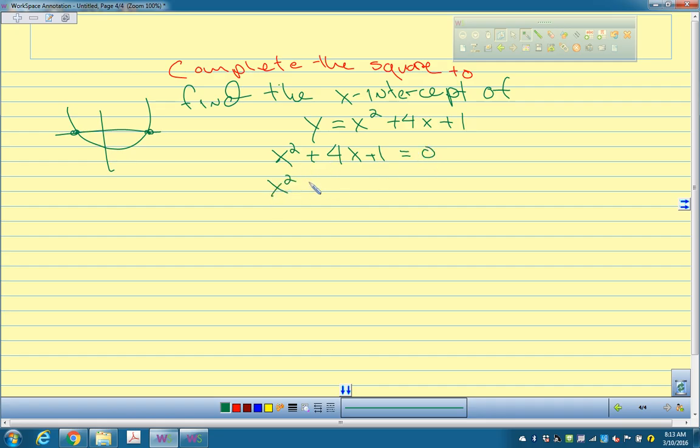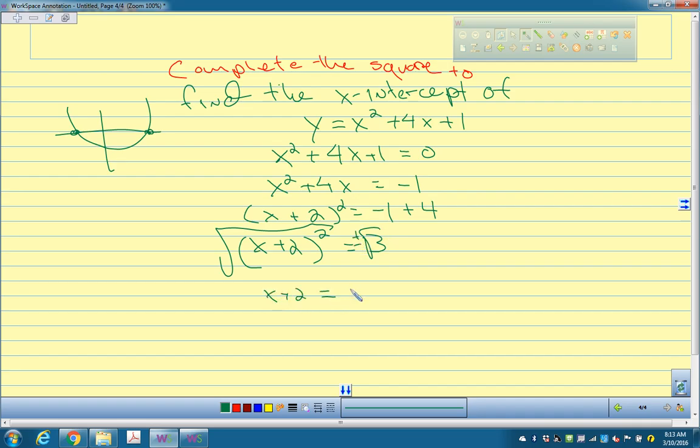What would I do first? How would I get rid of this? Subtract 1 equals negative 1. When I complete the square, I get x plus what squared? 2 squared equals negative 1 plus what? 4. Okay? X plus 2 squared equals 3. Square root both sides. Plus or minus. X plus 2 equals plus or minus the square root of 3.